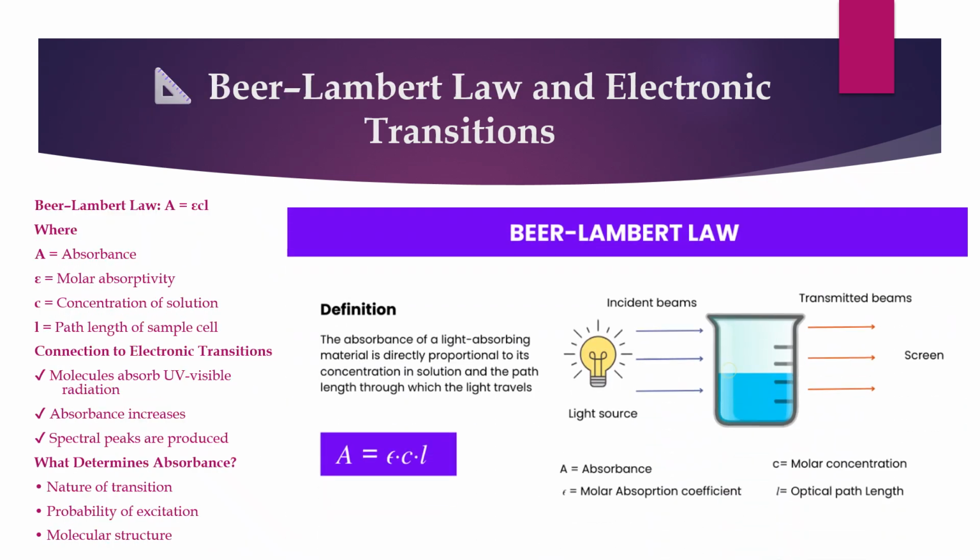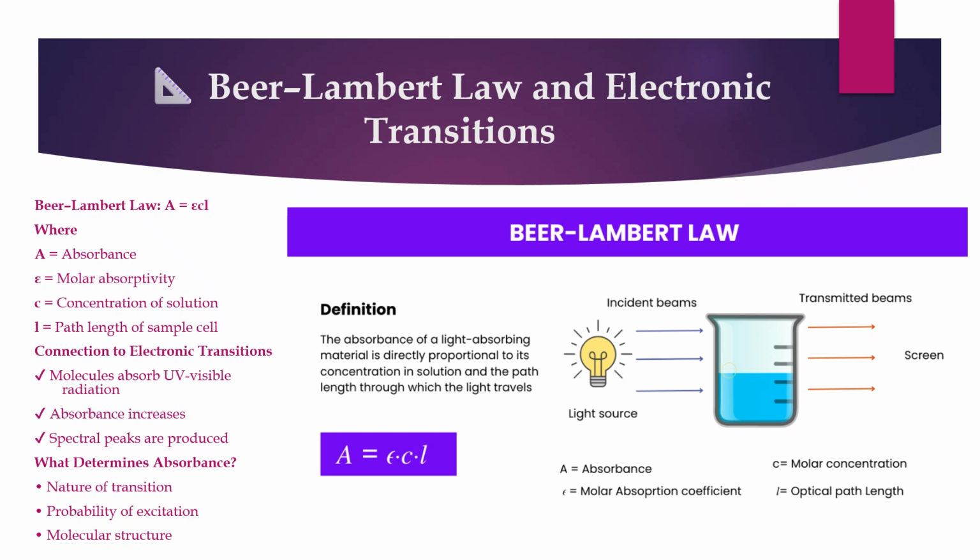Now, let us understand how electronic transitions are connected to quantitative analysis through the Beer-Lambert's law. This law is represented by A equals epsilon C l. Here A represents absorbance, epsilon is molar absorptivity, C is concentration, and l is the path length of the sample cell.